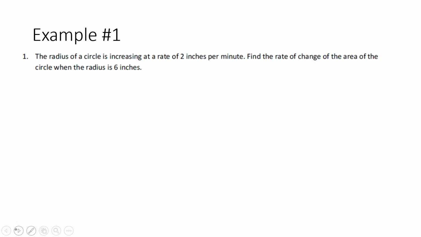So first example, the radius of a circle is increasing at a rate of 2 inches per minute. Find the rate of change of the area of the circle when the radius is 6 inches. First thing we're going to do is draw a picture. We need a circle. Here's our circle, there's our radius.